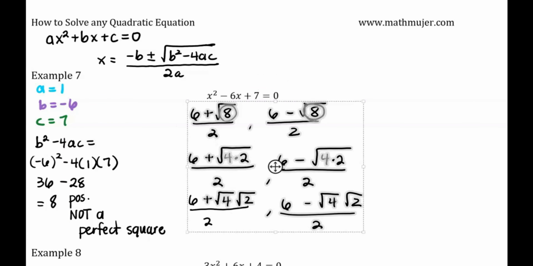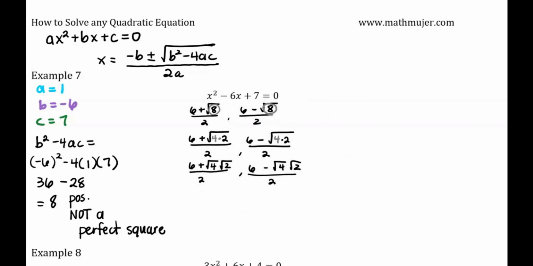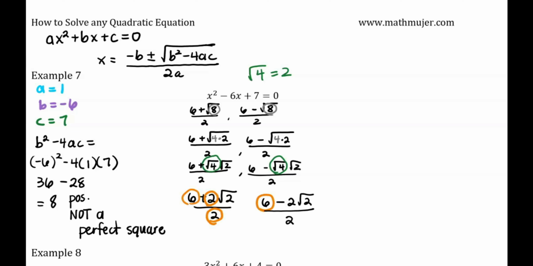And again, I'm going to shrink this down just to give us a little bit more room. Now, because that 4 was a perfect square, remember we were intentionally looking for numbers that went into 8 that were perfect squares, the square root of 4 is 2. So this is 6 plus 2 root 2 over 2, and 6 minus 2 root 2 over 2. And then the last thing you can do to simplify is, because all 3 of these numbers that are not under the square root, they all are divisible by 2.